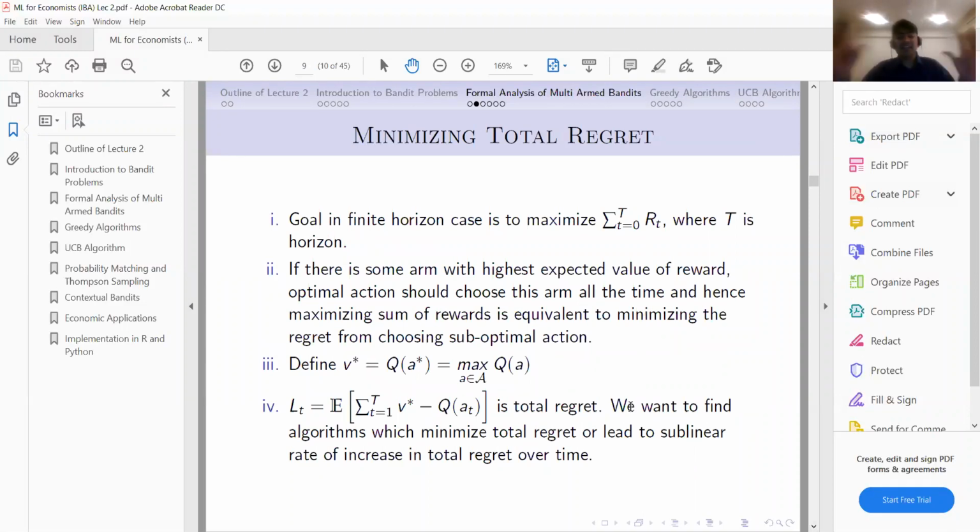So let's say that there exists out there some arm of this bandit problem. You don't know which one it is, but there is definitely going to exist some arm out there which has the highest expected value of the reward, right?